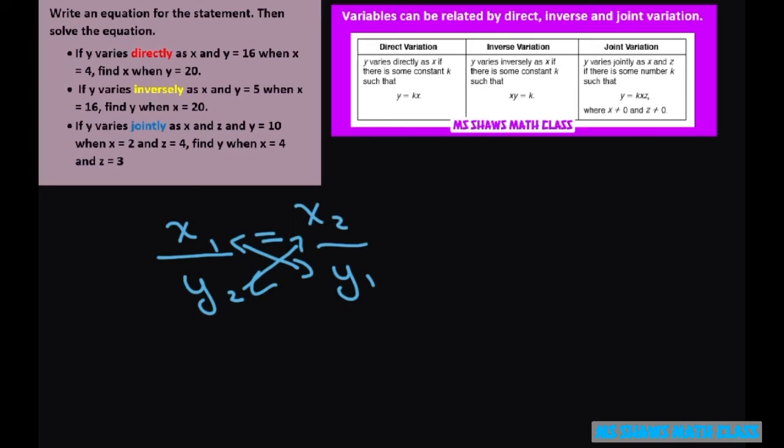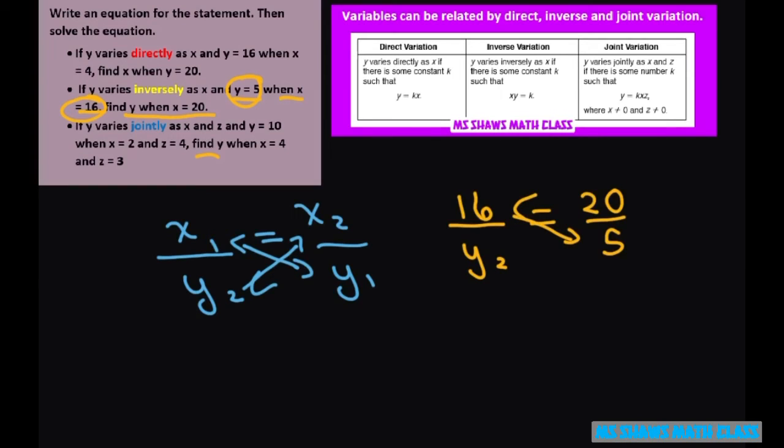So now let's fill everything in. It says if y varies inversely as x and y is 5 when x is 16, find y when x is 20. So we have 16 for x, and then we don't know the second y. It says find y. All right, and then we have 20 for x sub 2 and 5. So if you look at this, remember the 5 goes with the 16, so this got inversed.